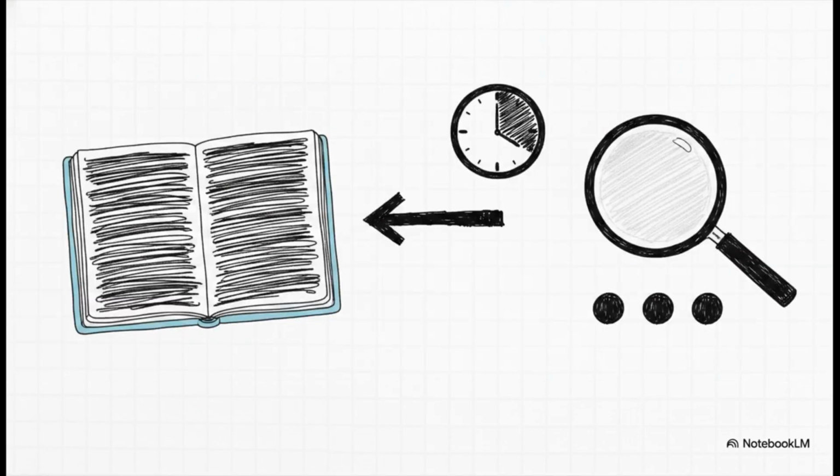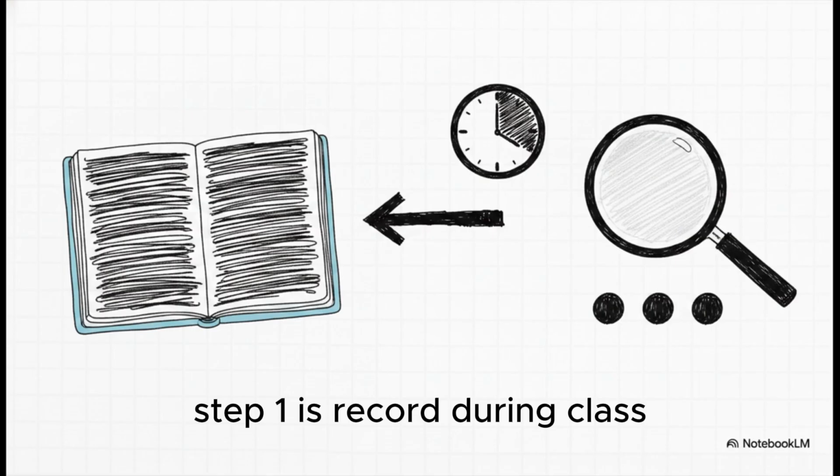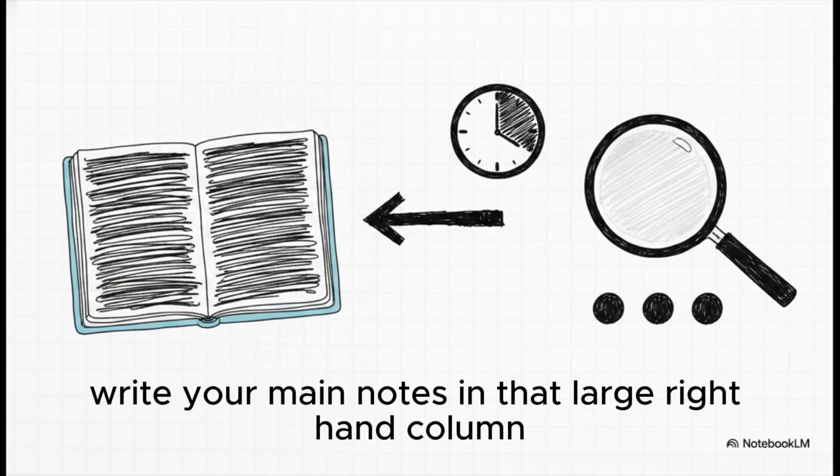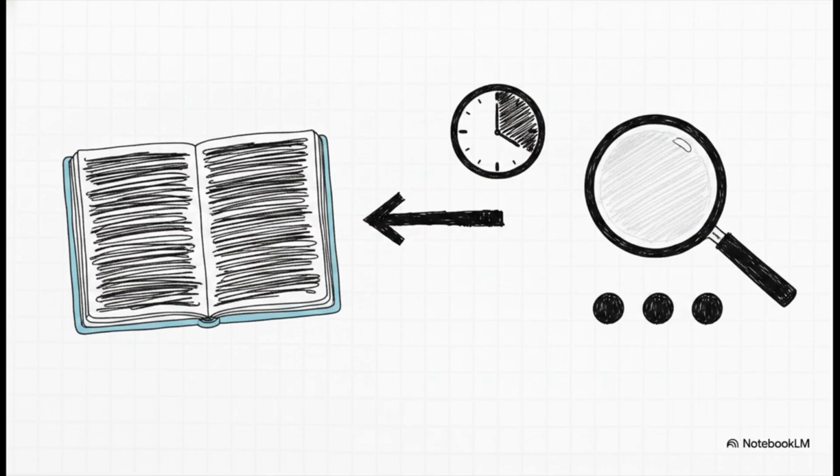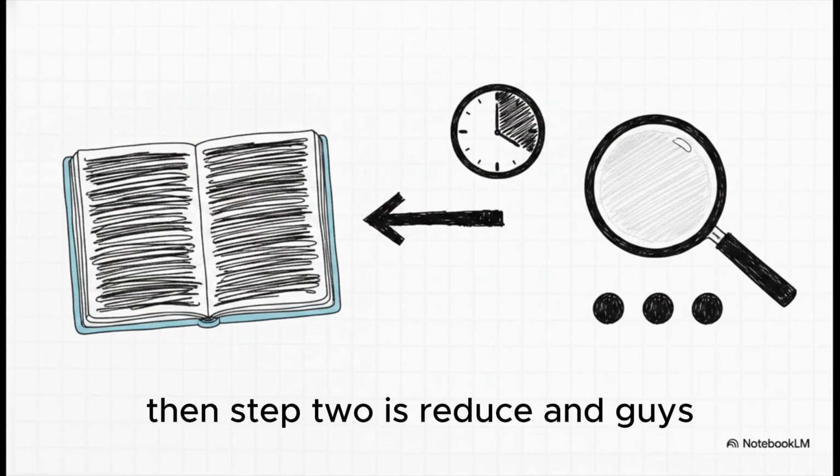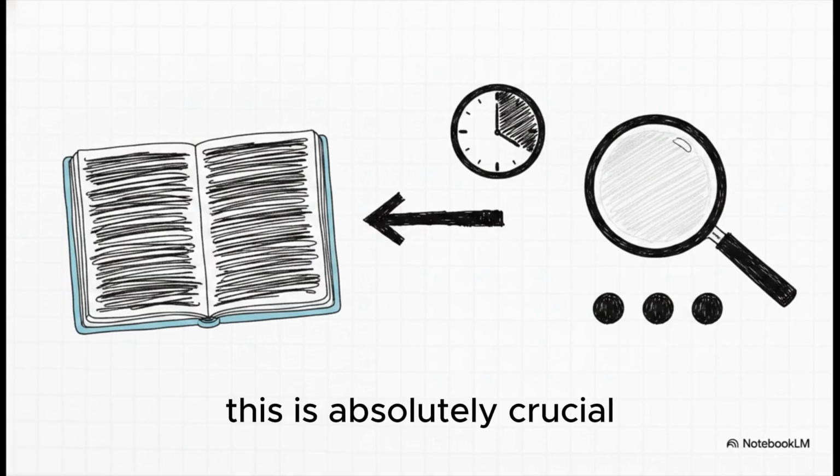Let's break these down. Step 1 is record. During class, write your main notes in that large right-hand column. Use abbreviations, focus on the big ideas. Don't sweat every single word. Then step 2 is reduce. And guys, this is absolutely crucial.